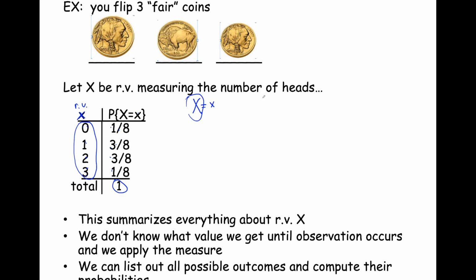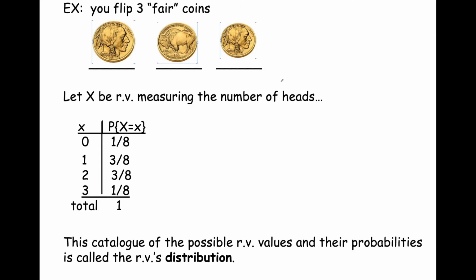And this table does something special. It takes this measurement, this random variable x, and it summarizes everything about it. You don't know what value for the random variable you're going to get until the observation occurs, that string representing the outcome of 3 flips, and then you apply this measure and you get that value. But we can list out all the possible outcomes of this measurement, this random variable big X, and we can also compute their probabilities going back to first principles that we've learned in a previous module. And so we have this catalog of the possible values your random variable can take on and the associated probabilities.